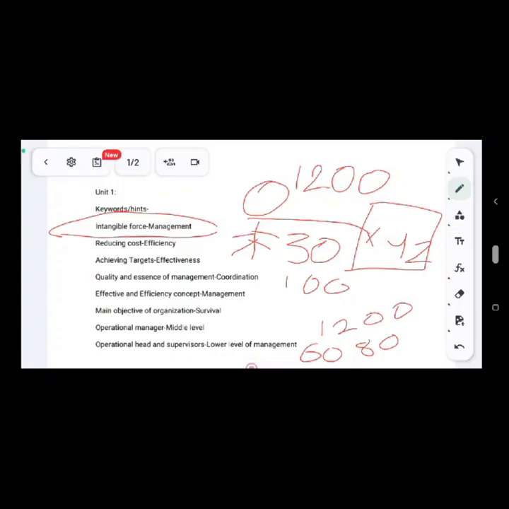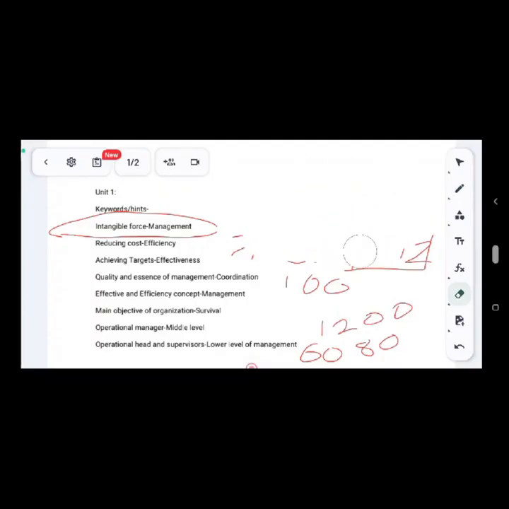So this concept highlights efficiency. Efficiency is a concept where we are able to produce goods with minimum cost and maximum time span.